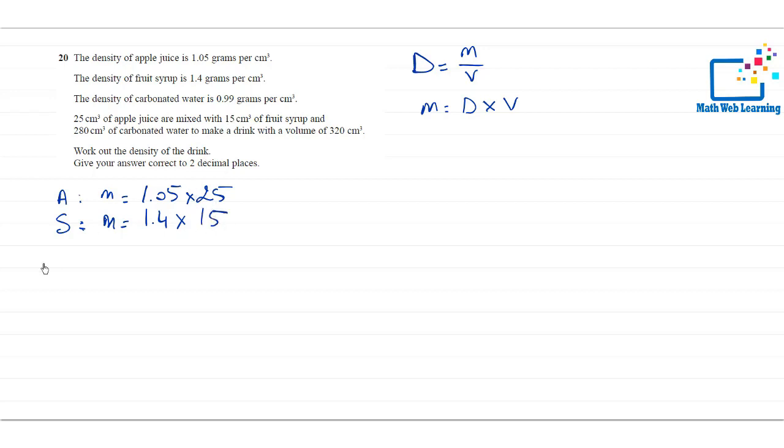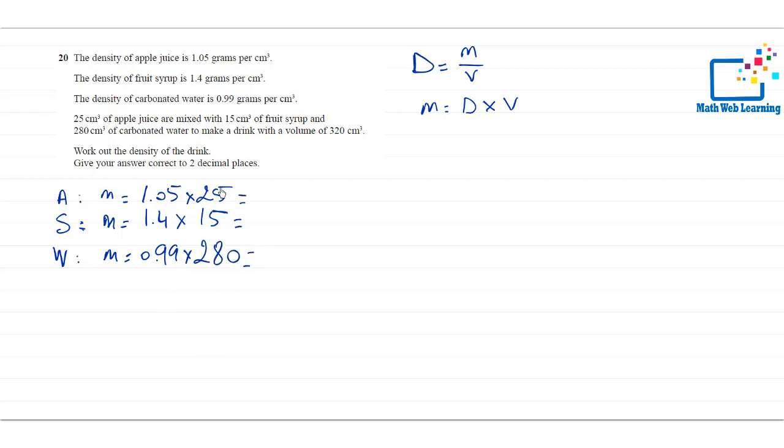And the water, I'm going to say is W. The mass for the water is 0.99 times the volume of water used, which is 280. Okay, we need to do all these three calculations.